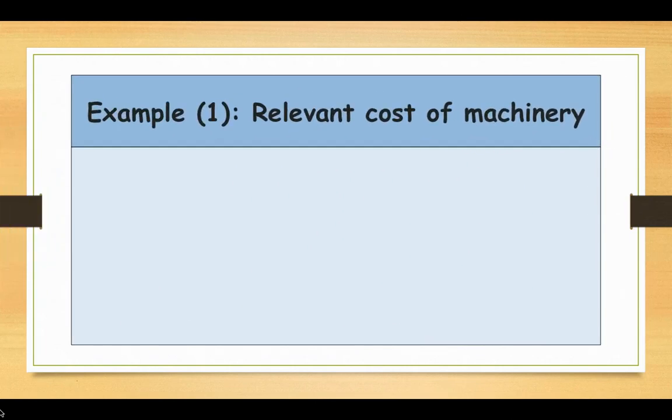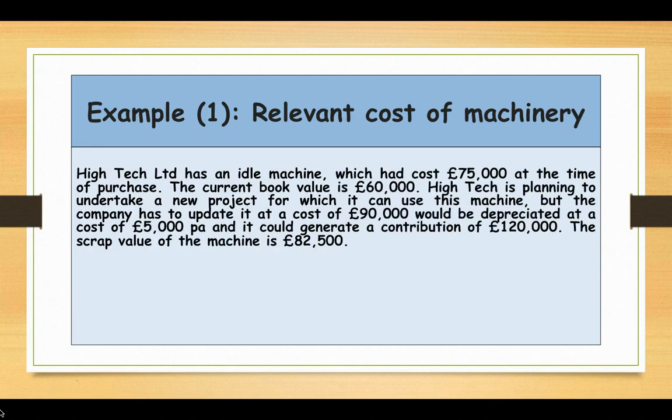We are going to see example 1, relevant cost of machinery. So we look at this question. High Tech Limited has an idle machine which had cost 75,000 at the time of purchase. We all know this 75,000 is not a relevant cost because that's a sunk cost which has already been paid. The current book value is 60,000. Again, the book value is not a relevant cost.